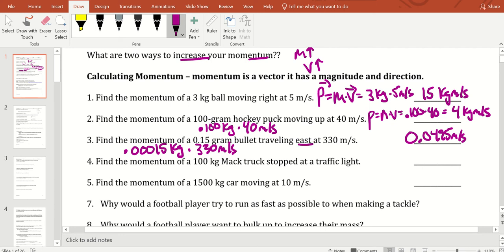And it is a vector, so we need to put the direction here. So east. The 4 kilogram meters per second in the second one would have been up, and the 15 kilogram meters per second would have been right.